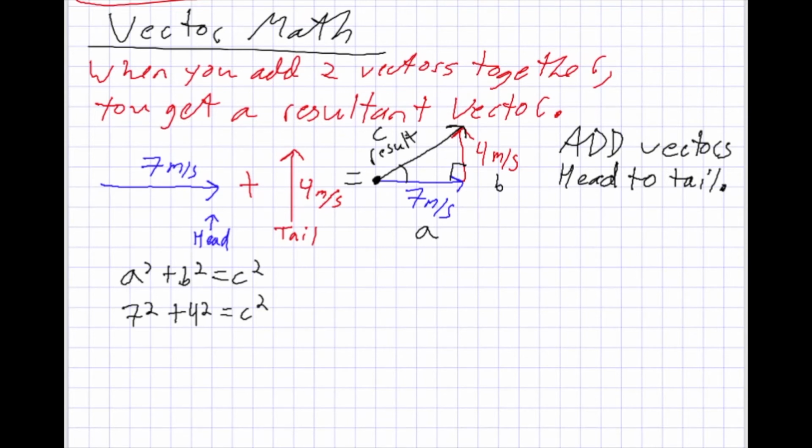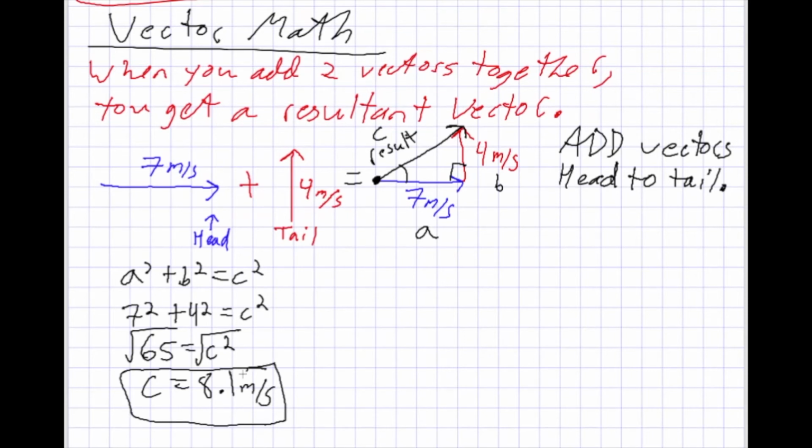I simplify and solve, and I find out that I get 65 is equal to c squared, square root both sides, and I find out that c is equal to 8.1 meters per second. So my resultant vector is 8.1 meters per second. But hold up, this isn't my final answer. This is just the magnitude. We said before that direction can be represented with a positive value, a negative value, a word, or an angle. In this case, it's going to be an angle.